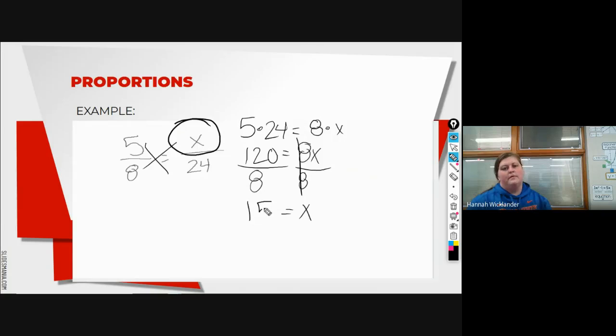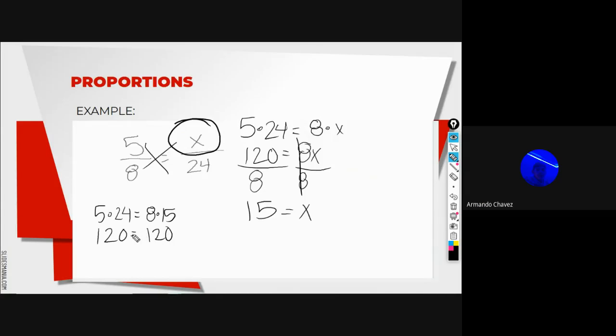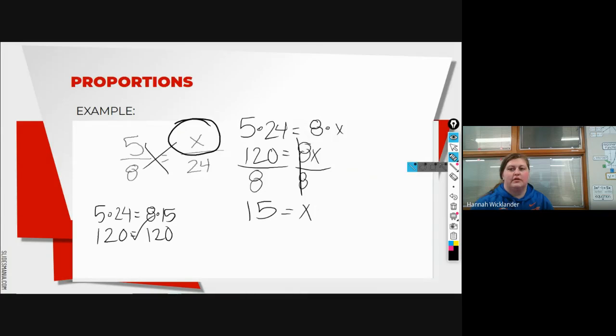15. Good job. So then I can double check that my answer makes sense, if I'm unsure, by cross multiplying again with both values. And I know that this should be 120. What do I get when I plug 8 times 15 into my calculator? I get 120. Equal each other, so it's correct.